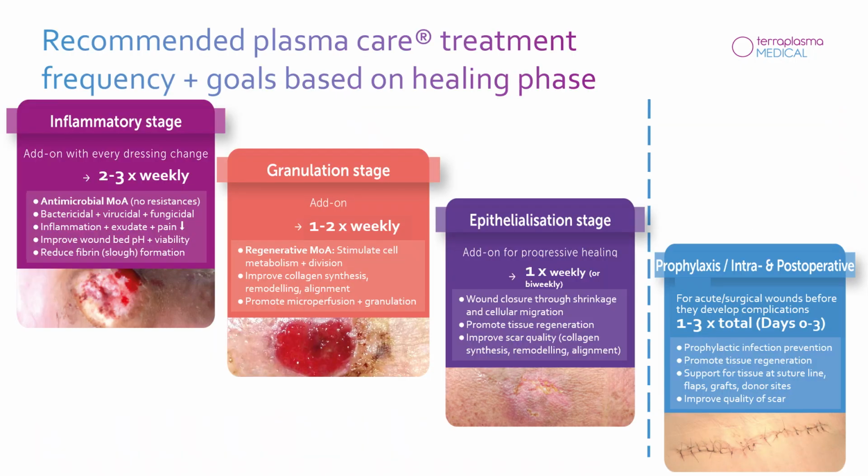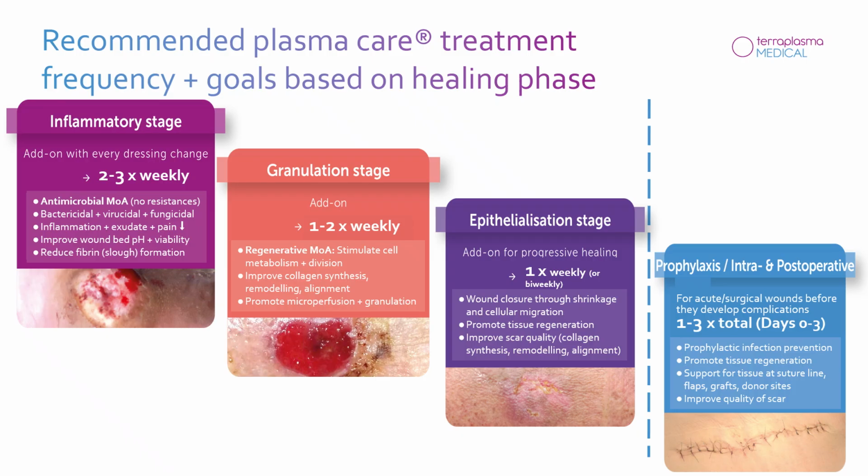Now let's look at the treatment frequency and goals based on the healing phases. In the inflammatory phase, we recommend to treat 2 to 3 times per week. The mechanism here is antimicrobial without resistance. It reduces inflammation, exudate, and pain. It improves wound bed pH and viability. It reduces fibrin and slough formation.